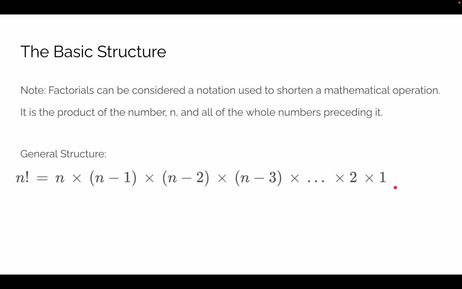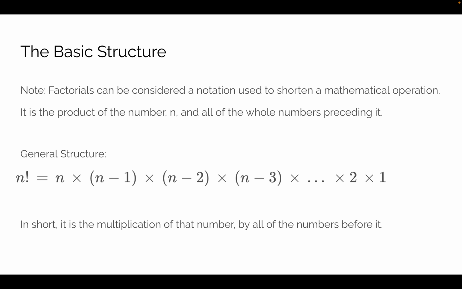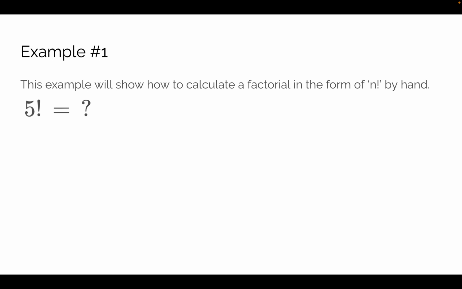So this may not make a total amount of sense right now, but once we go through a few worked examples, I'm hoping that you will start to get a better understanding of what it is. In short, it is the multiplication of the number n and all of the whole numbers before it. So you're multiplying all of them together. Let's look into a first example and let's try to solve that. So our first example is, what is 5 factorial?